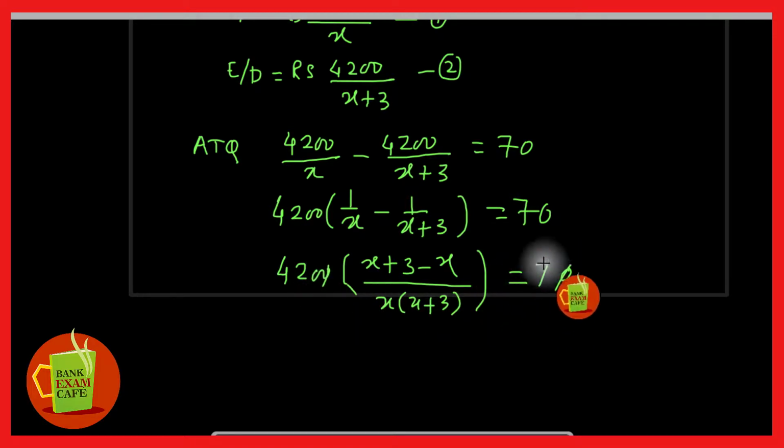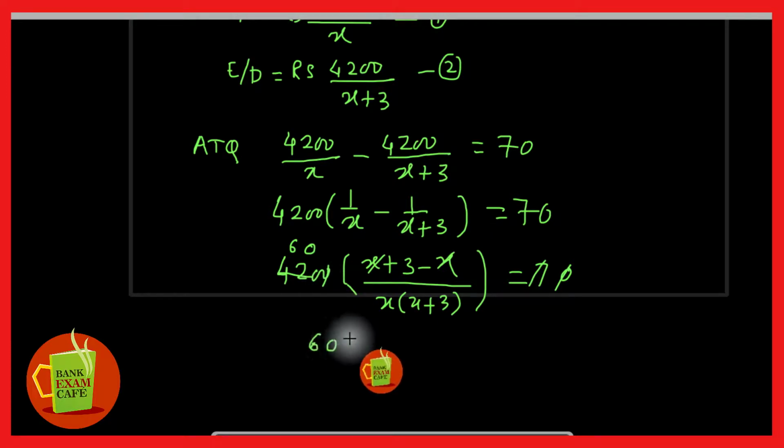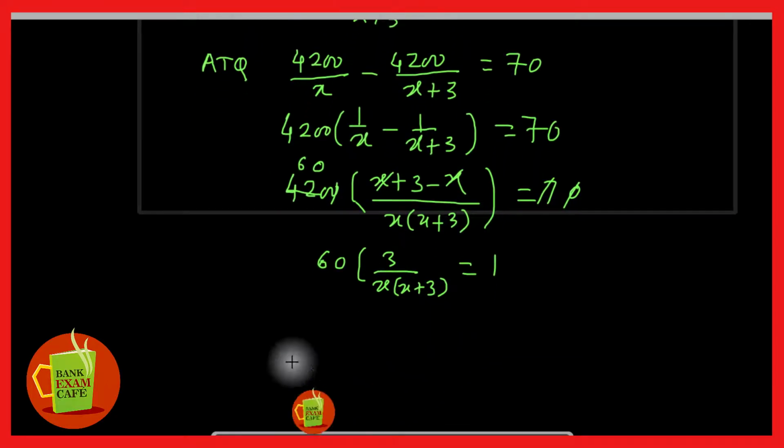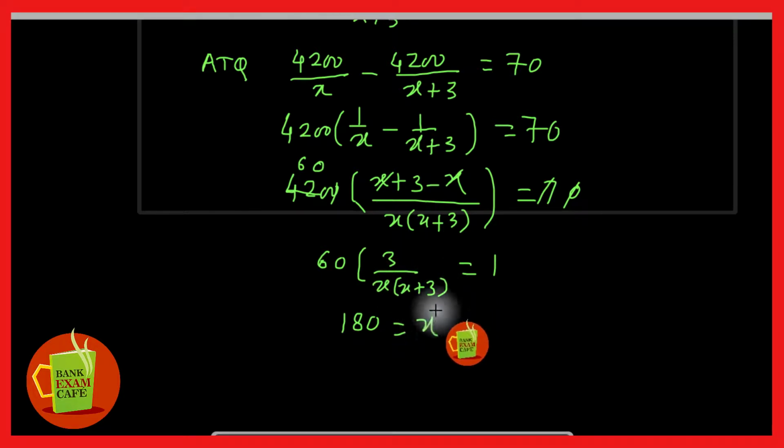So this 0 and this 0 will get cancelled. 7 1s are 7, 7 6s are 42, 0. So this will be 60. This X and this X will get cancelled, and it will be 60 into bracket 3 upon X into bracket X plus 3, which is equal to 1. Now solve this further. So it will be equal to 60 into 3, that will be 180. Take this to the other side and multiply by X inside the bracket. So it will be X square plus 3X.